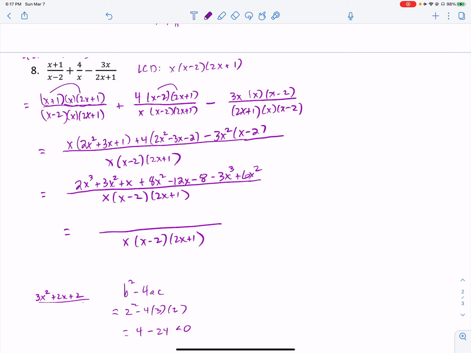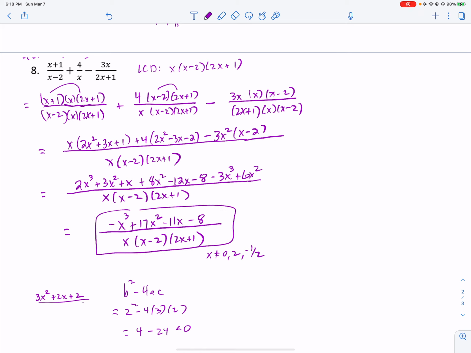All right, and so now I have a 2x cubed and a minus 3x cubed is a minus x cubed. 3x squared, 8x squared, and 6x squared is 17x squared. A plus x and a minus 12x is a minus 11x, and a minus 8. And from the get-go, x could not be 0, 2, or negative 1/2, and that's the same here. Nothing's canceled out, and that's my answer.